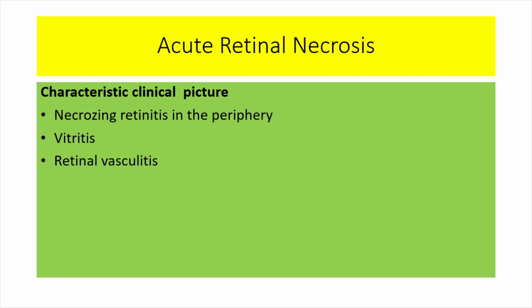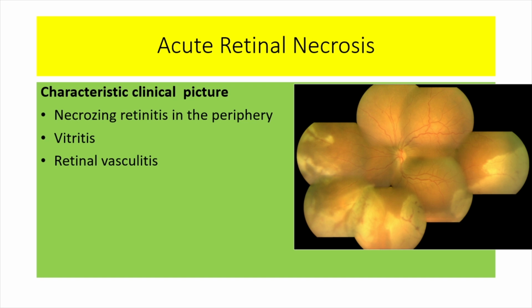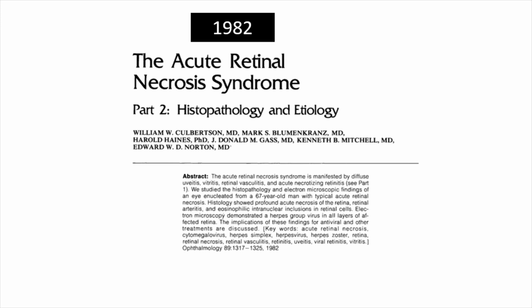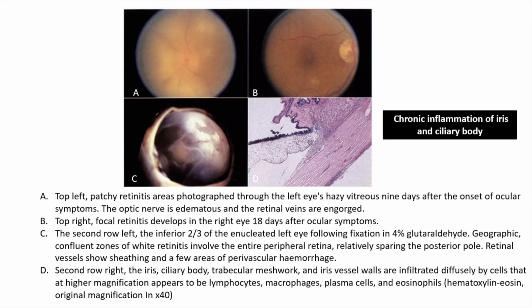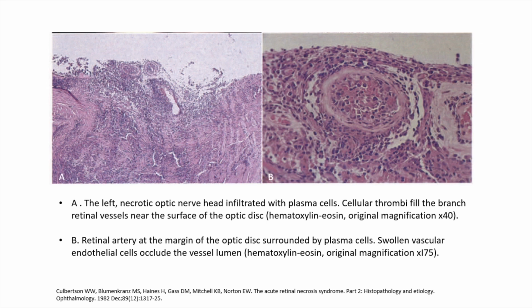Acute retinal necrosis has a characteristic clinical picture comprising necrotizing retinitis in the periphery, vitritis, and retinal vasculitis. This is a montage fundus picture showing peripheral necrotizing retinitis. In 1982, Culbertson et al. described the histopathology and etiology of a case of acute retinal necrosis where, 18 days after the presentation, the eyeball was available, and the histopathology here shows inflammation of the iris and ciliary body.